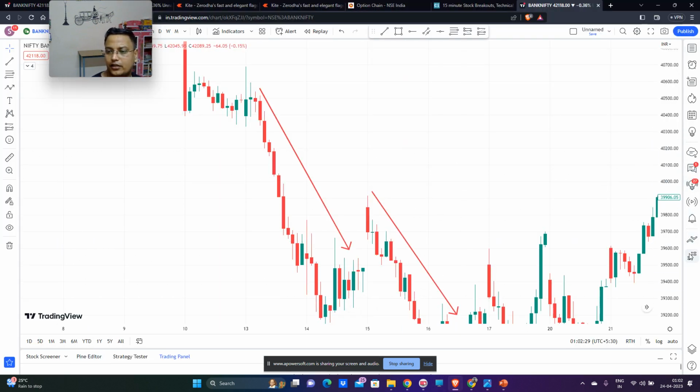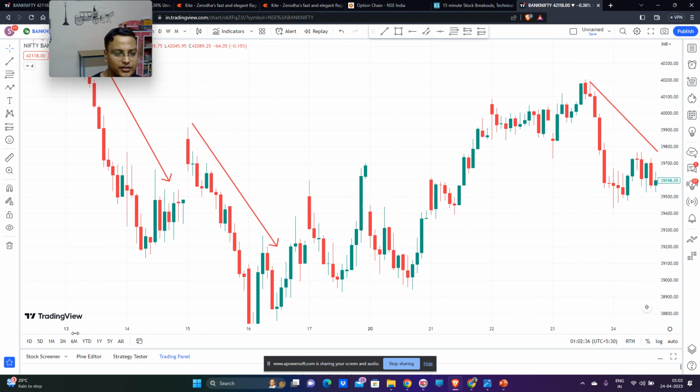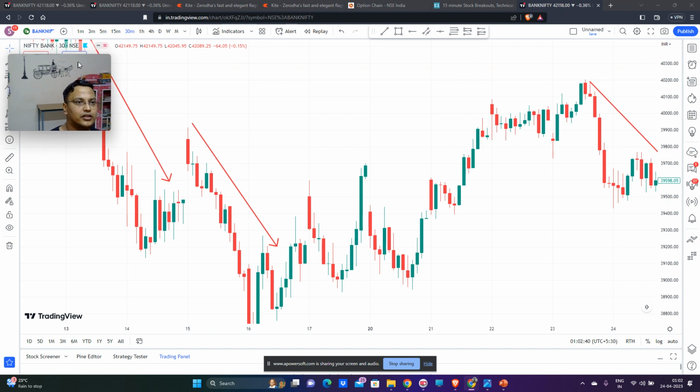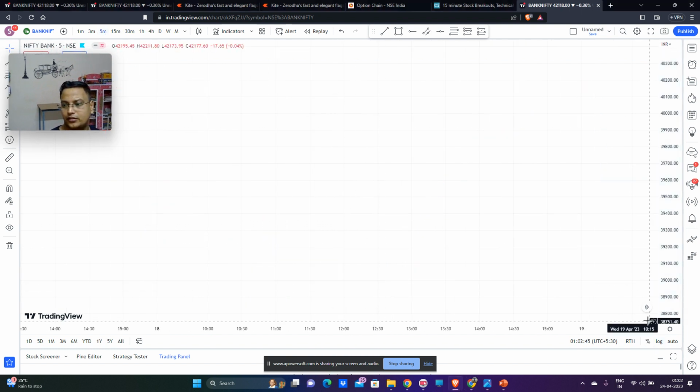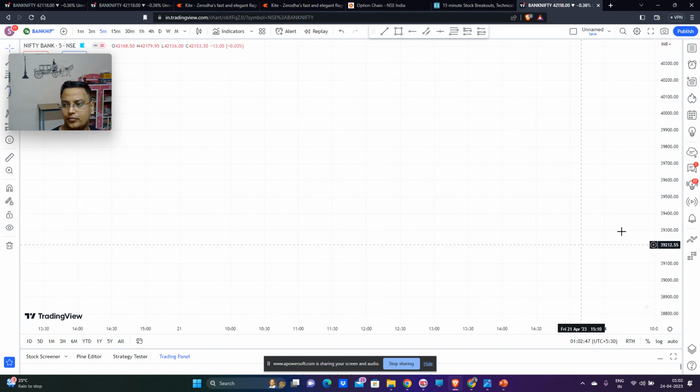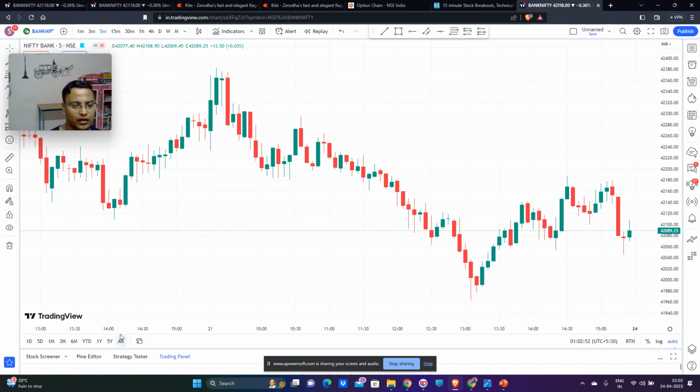Now look here, you have the price on the right side. You can see my cursor moving. And on the lower side you can see the time. The date is written over here. Now if I convert this chart to a 5 minute chart, then you can see the time is written over here: 14:30, 15, then the 21st is coming, 10 o'clock, 10:30, 11 o'clock. And here are the prices.